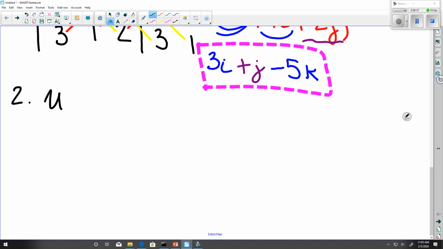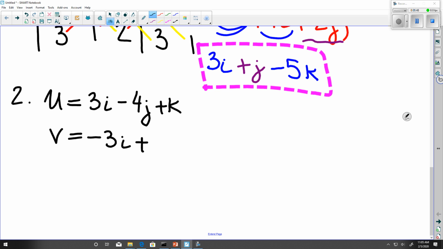Find the cross product of u equals 3i minus 4j plus k, and v is minus 3i plus 6j, and obviously the k component is 0 then. Please start working on this. Let me give you a couple of minutes to get started, and then in a couple of minutes I'll do it on the board. So let me give you 2 minutes. Real time, not my 2 minutes.